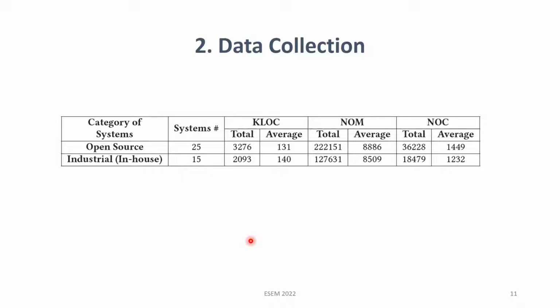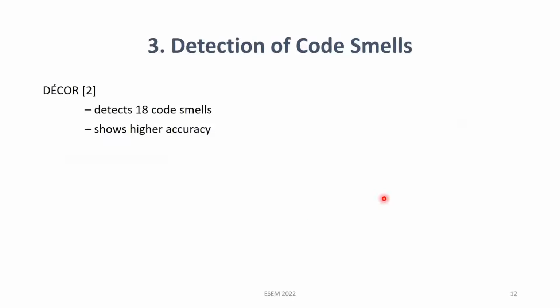Second step, data collection. The study consists of software systems from both open source and industrial projects. We have analyzed 40 large-scale Java systems as our dataset, where 25 are well-known open source systems and 15 are industrial systems. The description of the dataset is shown in this table.